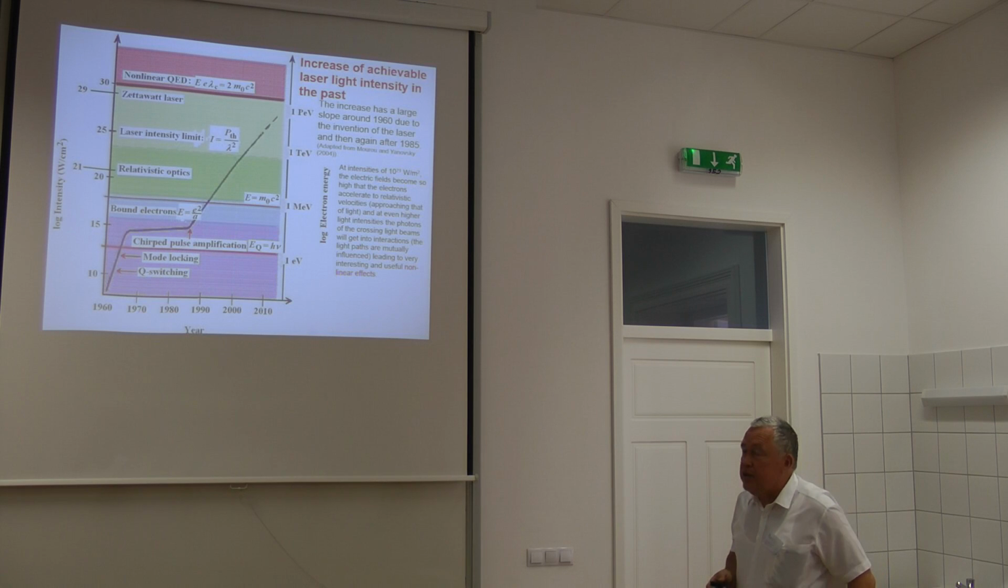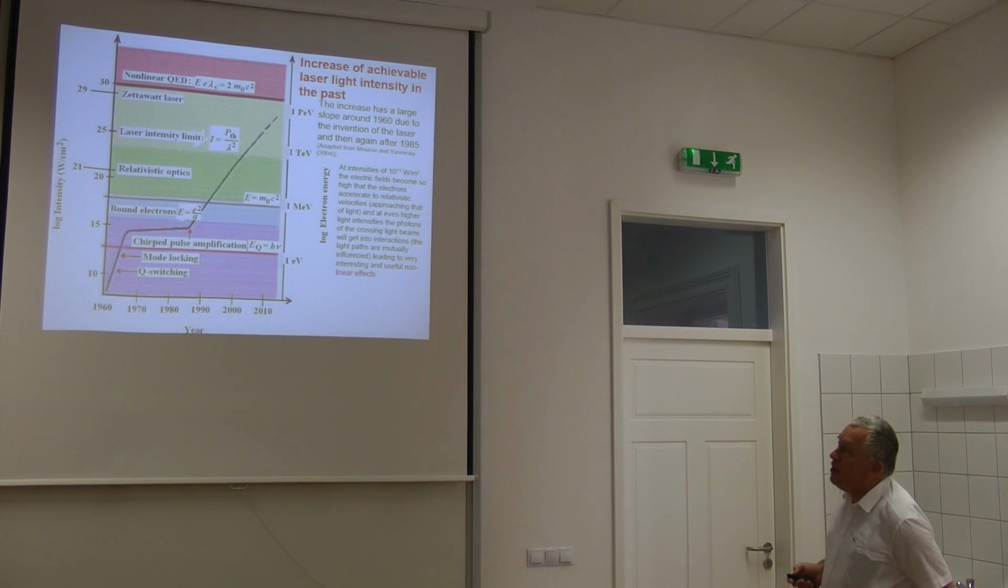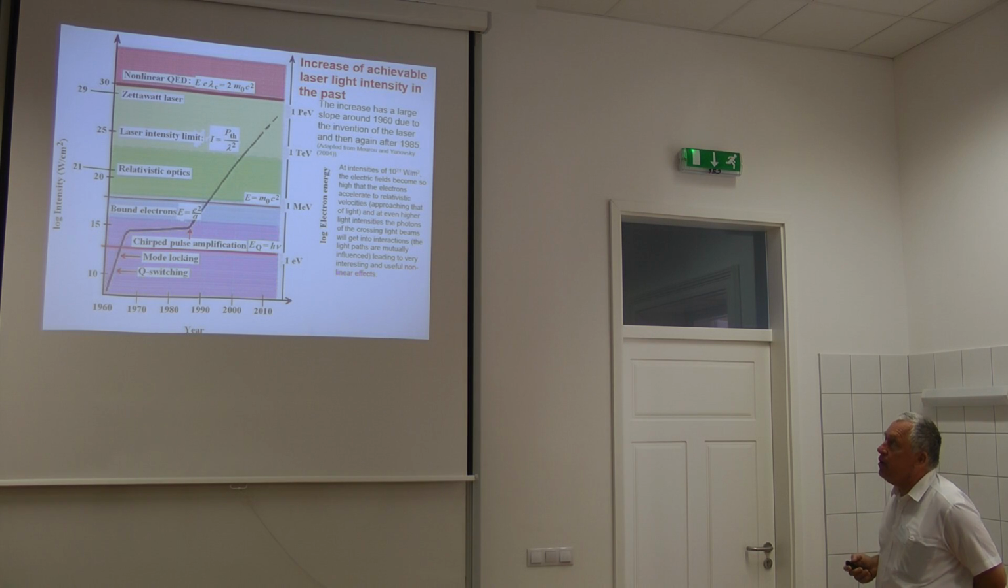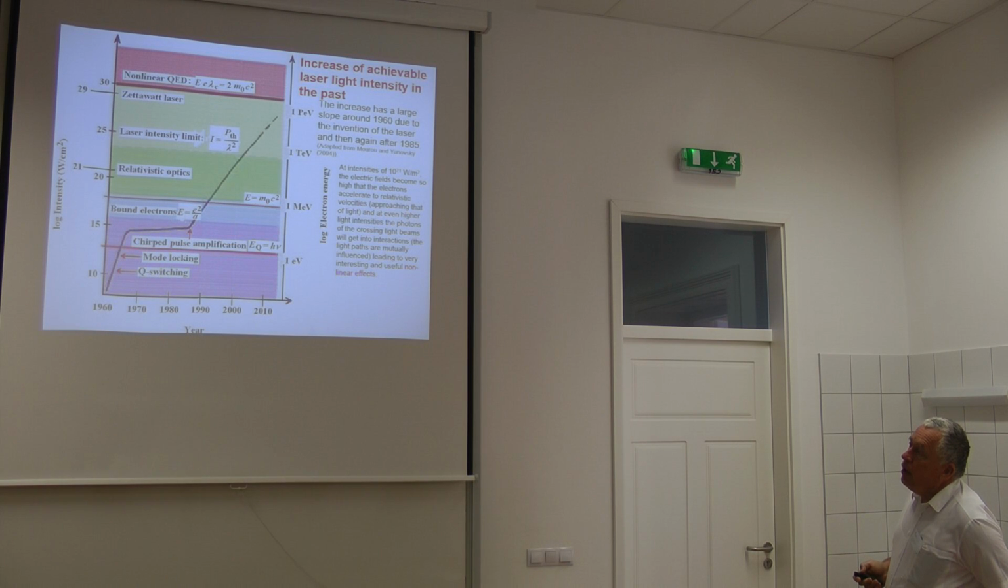The next property is the intensity of the laser light. Here you can see a very classical figure, adapted from Mourou and Tajima in 2004, showing how during the years the intensity of the laser light increased. At the very beginning, in the early 60s, when there was no possibility for any mode locking or Q-switching, the intensity of the laser light was a couple of watts per square centimeter. In the 60s appeared Q-switching and mode locking, which increased the laser intensity tremendously.